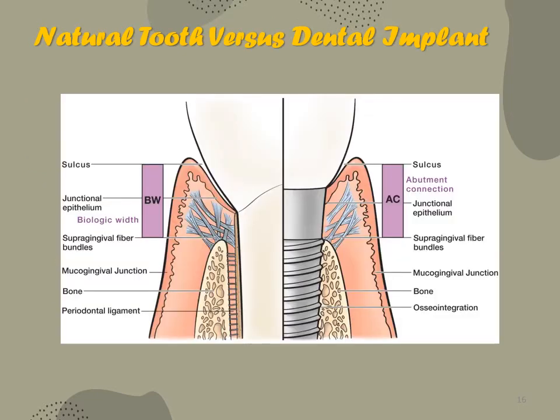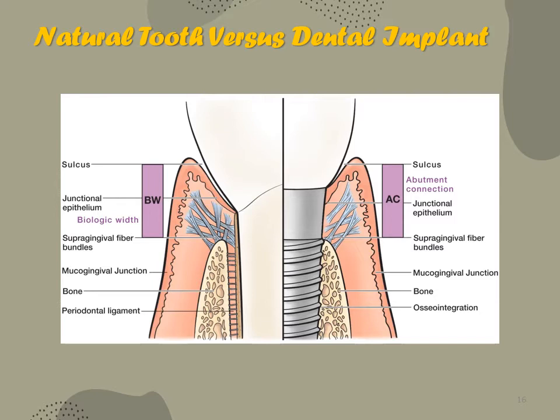So we're going to talk about that. This is the difference here. We have the sulcus here on a natural tooth. Let me choose a different color besides red. Sulcus here and junctional epithelium. Everything is attaching nicely to the tooth. And then the sulcus depth here is the biological width. Then we have supragingival fiber bundles that attach right into the cementum. Mucogingival junction, obviously that's where the attached gingiva happens, the bone here, and then the periodontal ligament, right? See all of this wonderful periodontal ligament, almost like a little shock absorbing area.